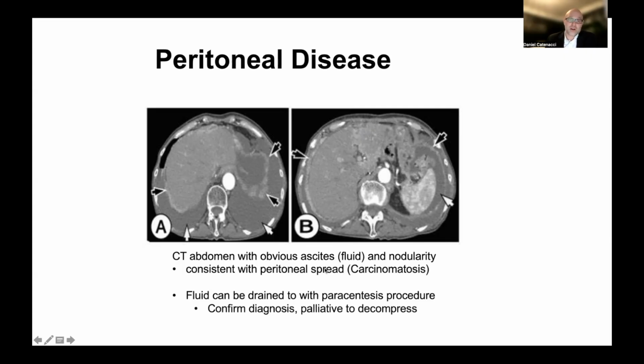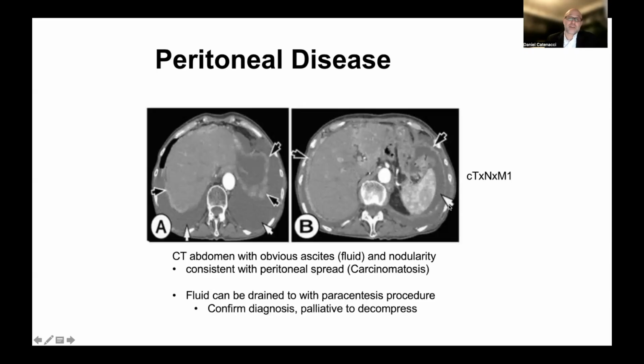To be 100% certain, one can drain that fluid with a needle placed into this fluid cavity. This has dual purpose. One is to confirm the diagnosis, because that fluid can be sent to the cytologist, who would evaluate it under the microscope and confirm that there are cancer cells in there. Also, because this fluid can get high pressure and cause abdominal discomfort and distension, draining it can be palliative to decompress that fluid.